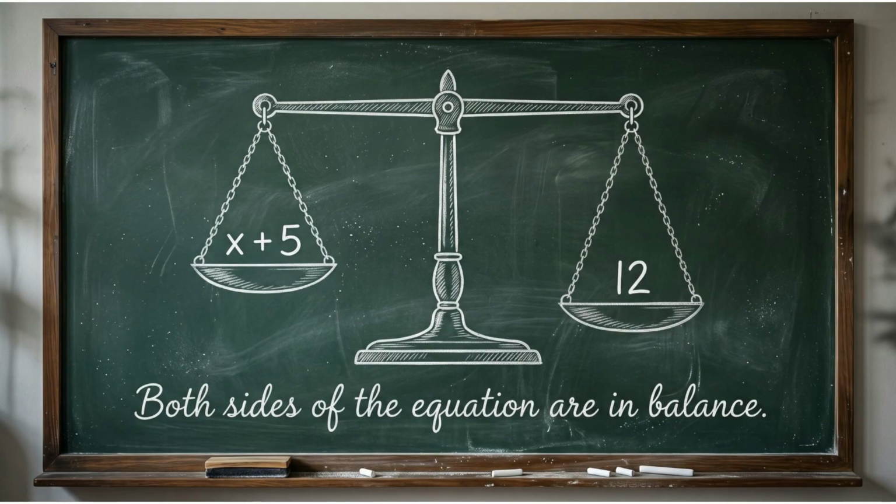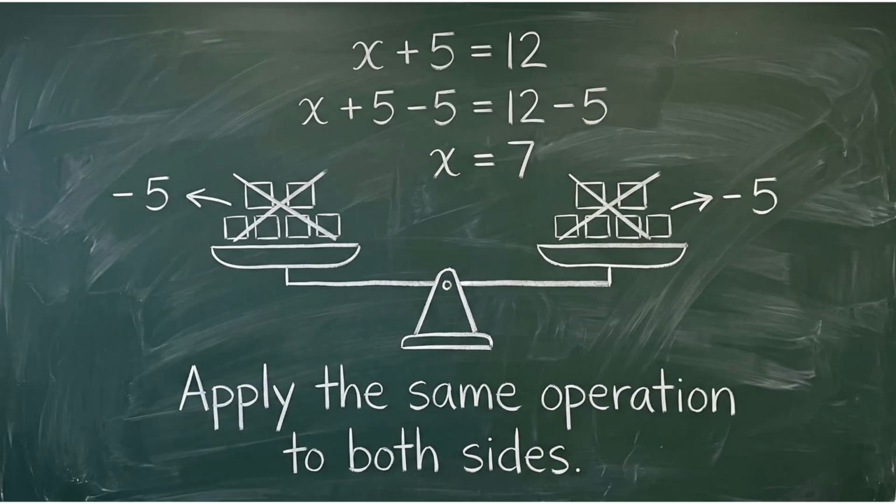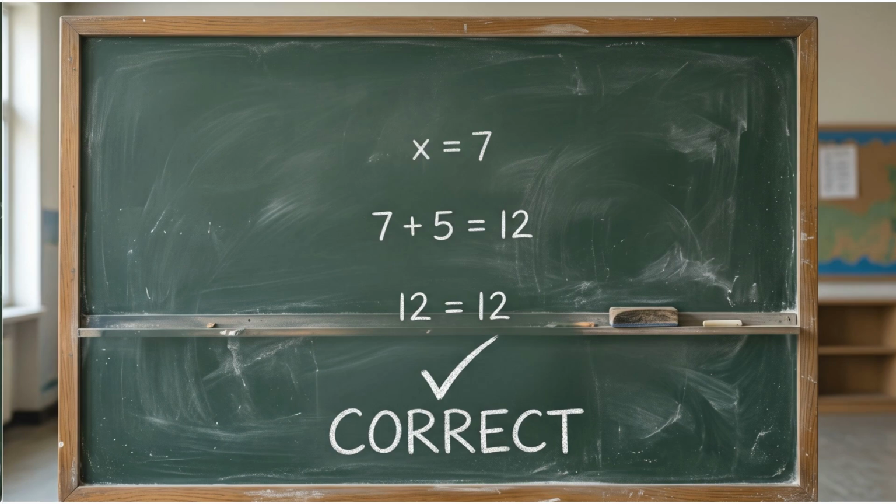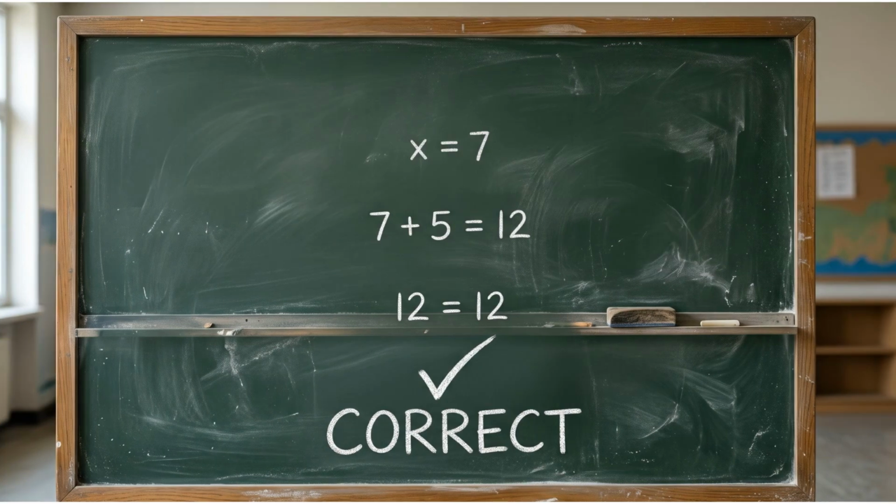Visualizing an equation as a balance helps us understand how to maintain equality. Both sides must always weigh the same. To maintain balance, apply the same operation to both sides. If you subtract 5 from one side, you must subtract 5 from the other. After solving for x, always check your answer. Substituting 7 back into the original equation confirms that the result is correct.